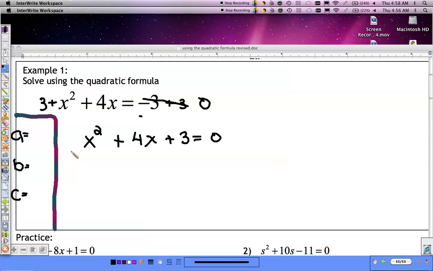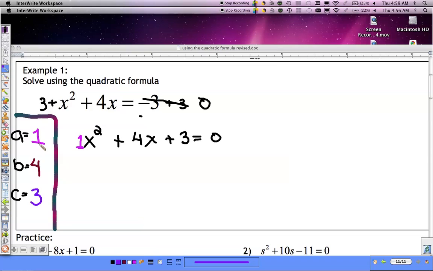A is the coefficient of x squared, and it looks like there's nothing there, but remember there's always an understood 1 at least in front of every variable. So the coefficient of x squared is 1. So a is equal to 1. B is the coefficient of x, and that's 4. So b is equal to 4. And c is the constant, which is a nice little easy thing to remember, c for constant, and that is equal to 3. And 1, 4, 3, isn't that adorable?